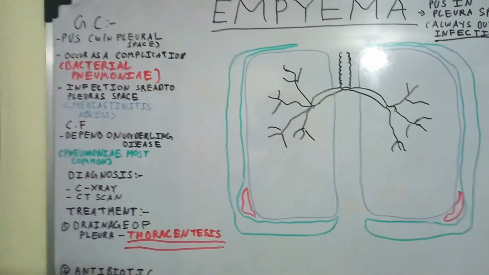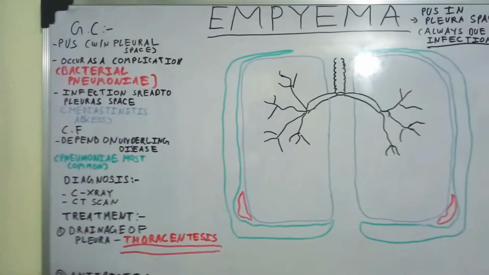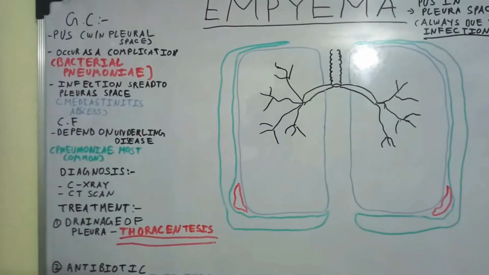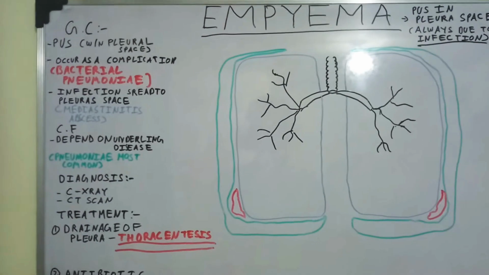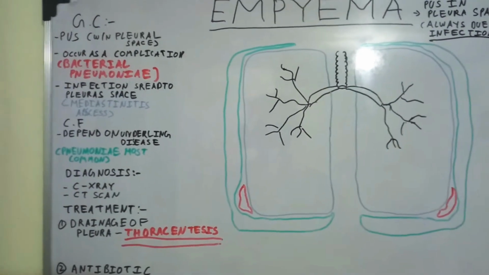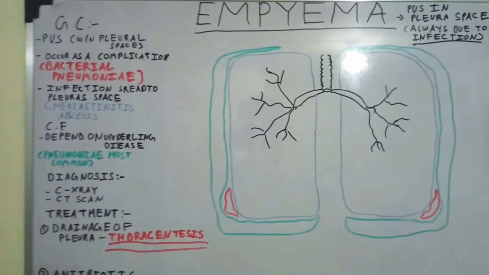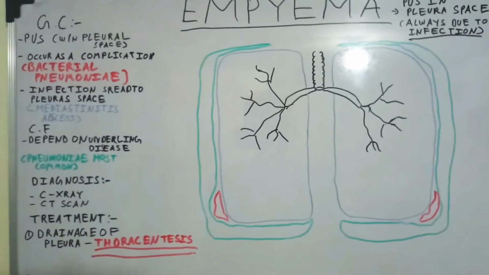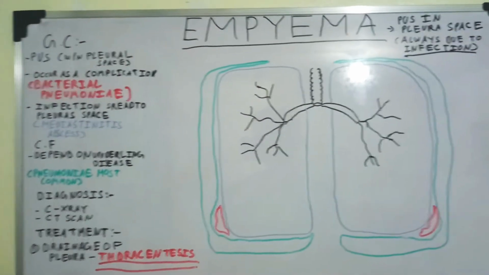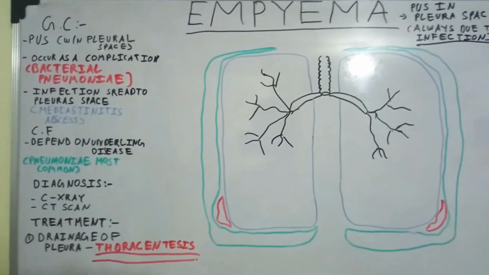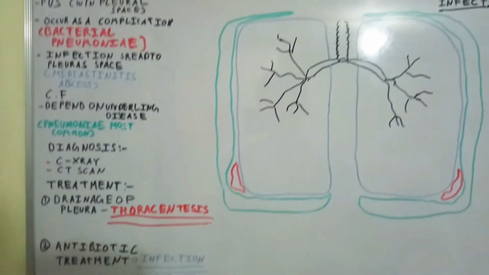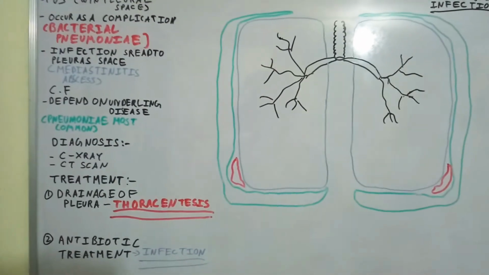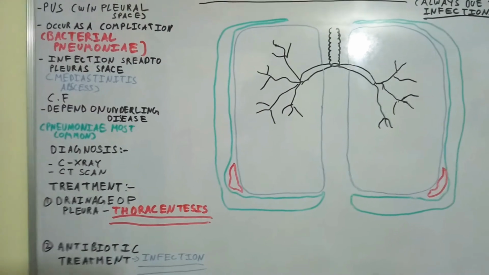The clinical features of this disease depend on the underlying disease. Pneumonia would be the most common clinical feature. So if your professor asks you what is the most common sign you can see in a patient with empyema, you can say pneumonia. The diagnosis for empyema is X-ray or CT scan.